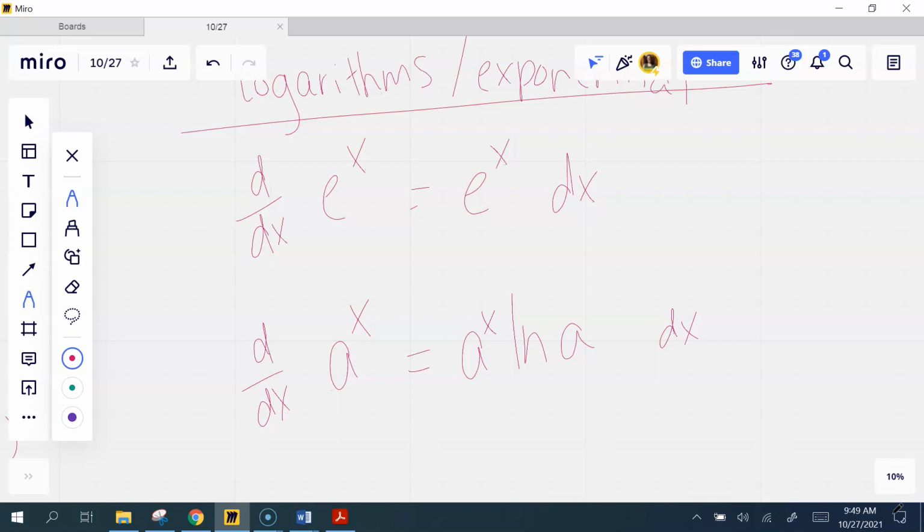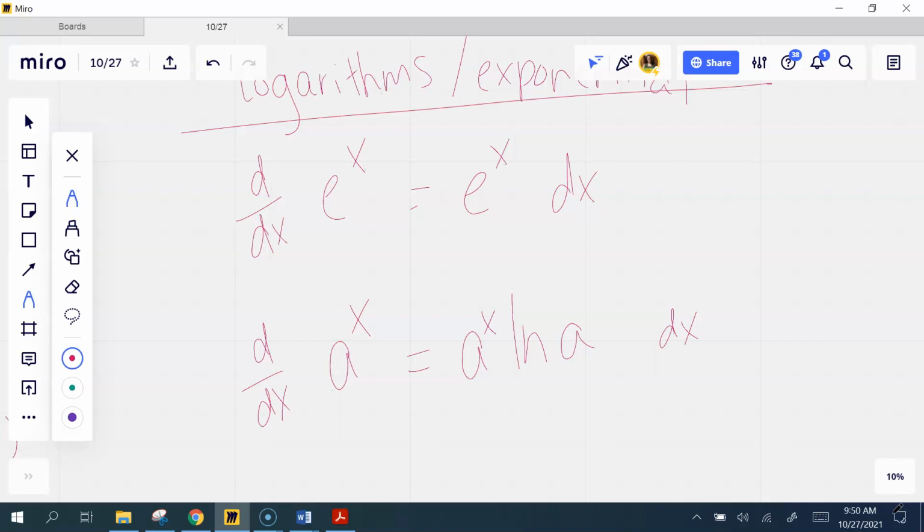Is there a reason that, so, e to the x, the derivative? Wait, is this a new lesson? Yep, this is a new lesson. Is there a reason that it's the same? Like why is it? Because the derivative of a to the x is a to the x natural log of a. And why times isn't it du dx?